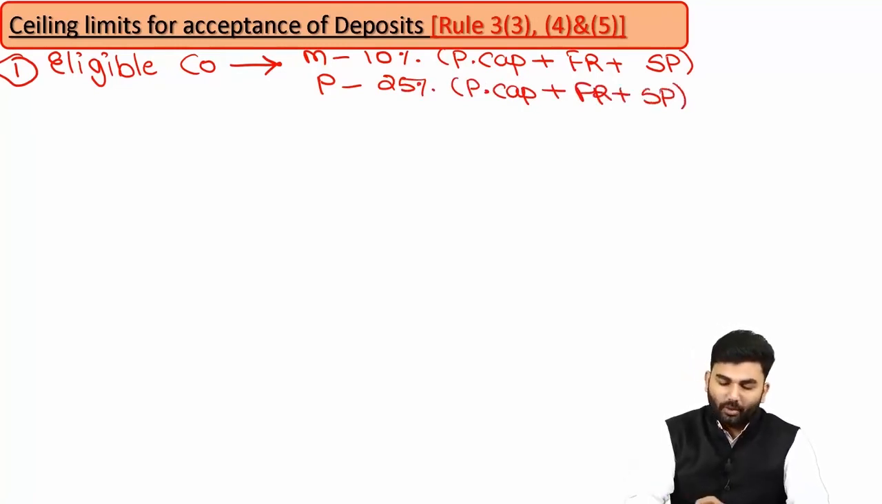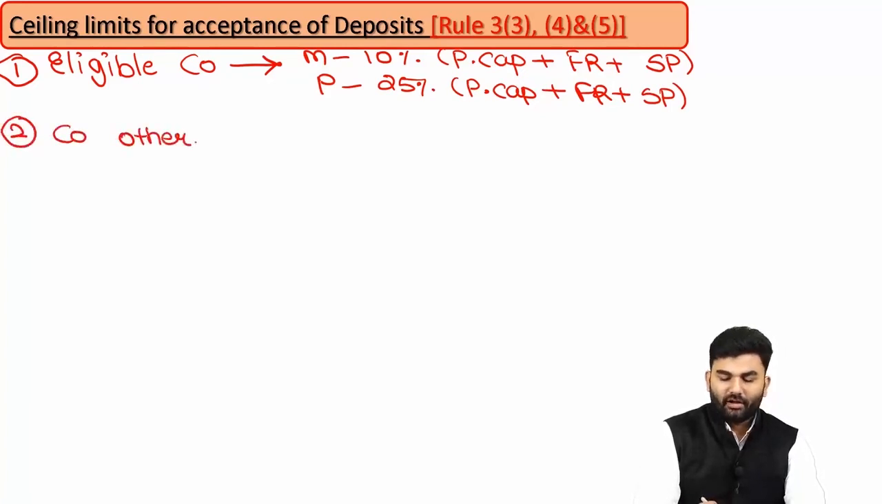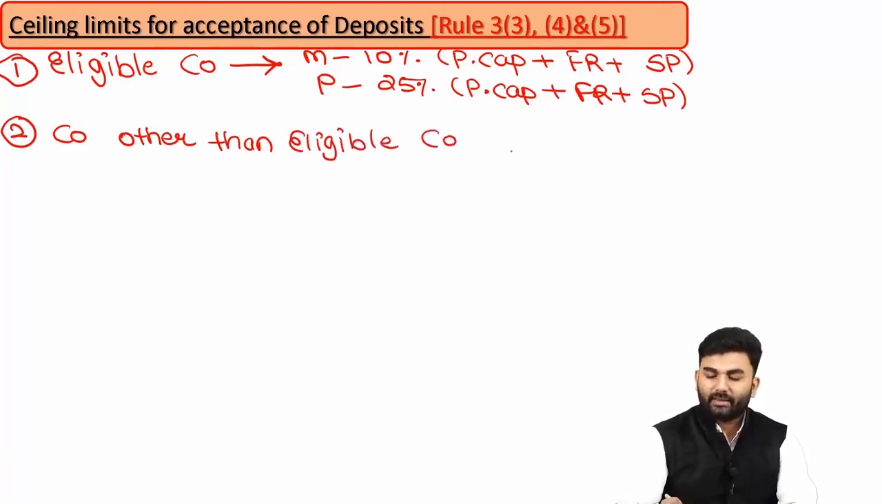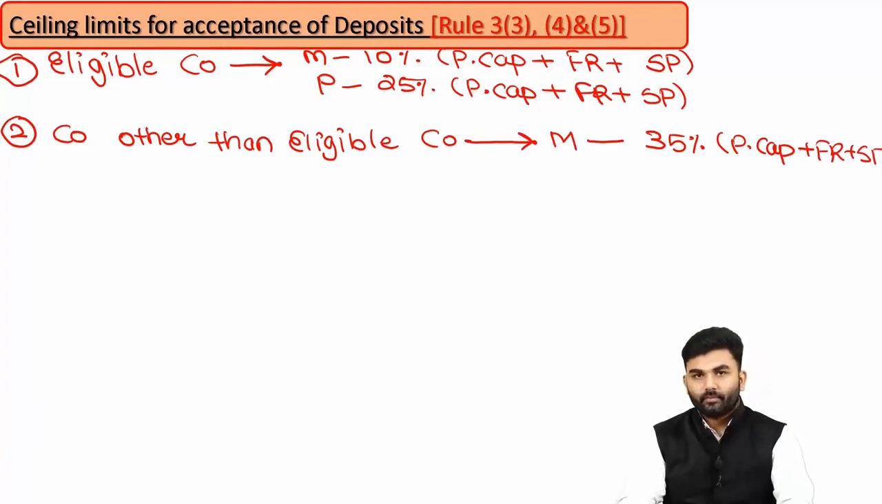Over here, the lawmaker says that if you are a company which is other than an eligible company, then yes, your company can accept deposits from members, wherein the maximum limit permissible is 35% of paid up capital plus free reserves plus securities premium.